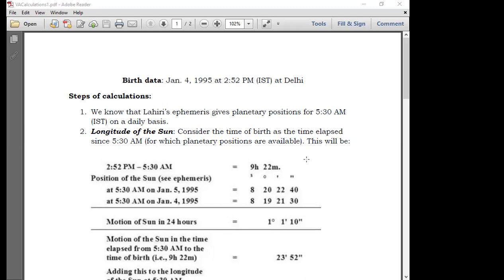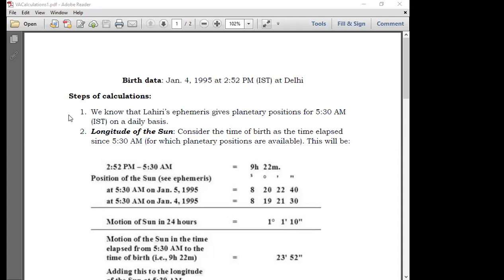Okay, so this is the same birth data that I have used in the previous example. 4th January 1995, 2:52 p.m. Indian Standard Time at New Delhi. Okay, so what are the steps of calculation?